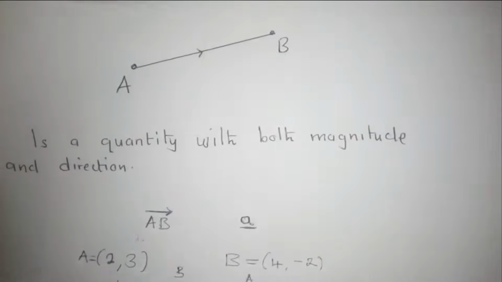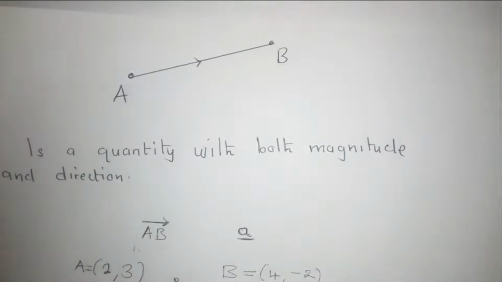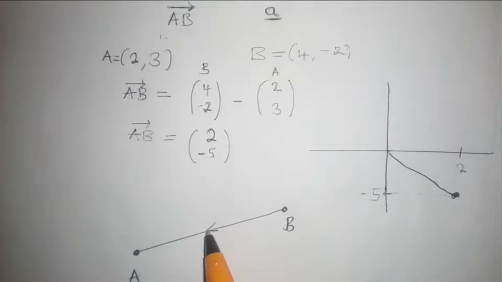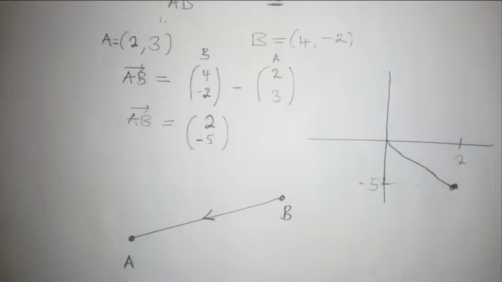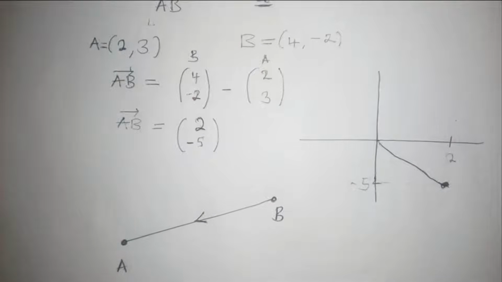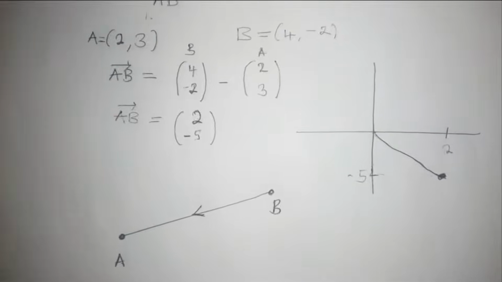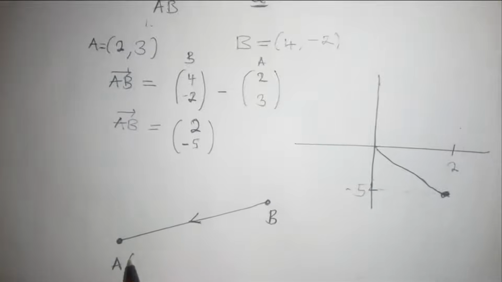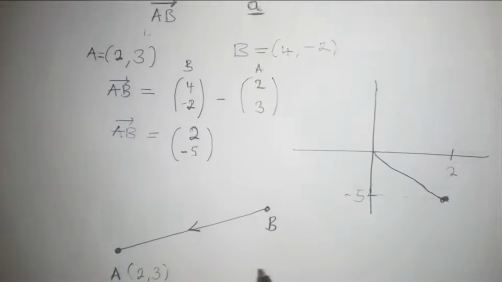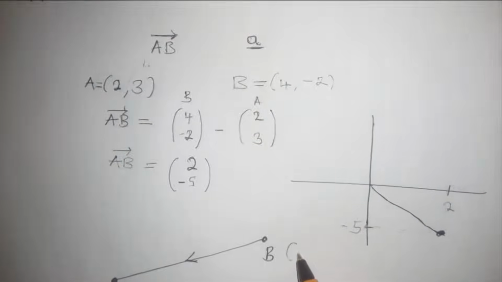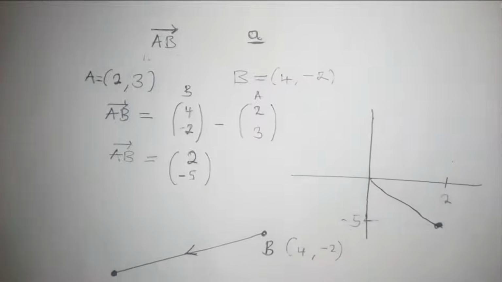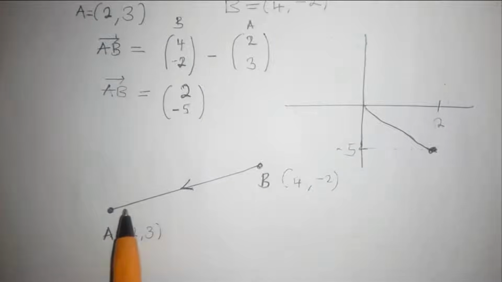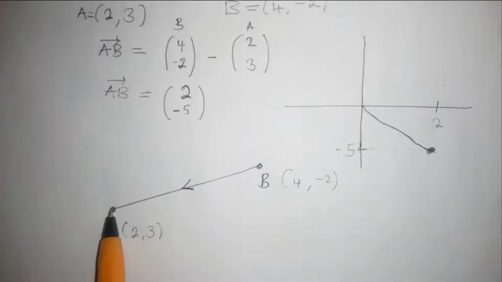So now look at this vector. It was going like this. What if I switch the arrow like this? Okay, I switch the arrow. How will my solution look? And we know, according to what we had here, this A is 2, 3, B is 4, negative 2. So these are points. What you need to know is that this is a starting point and this is the ending point.